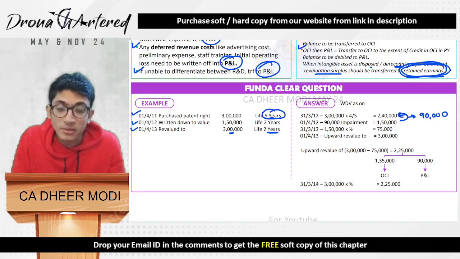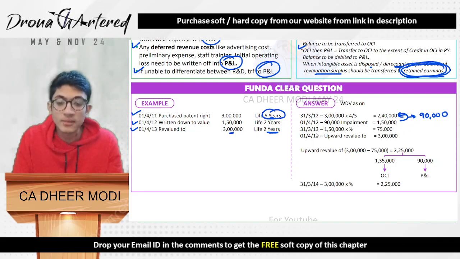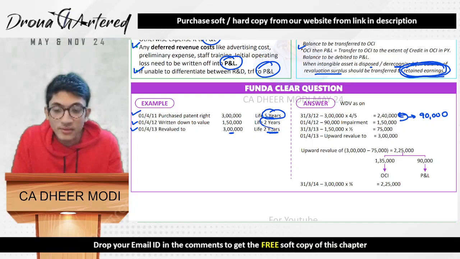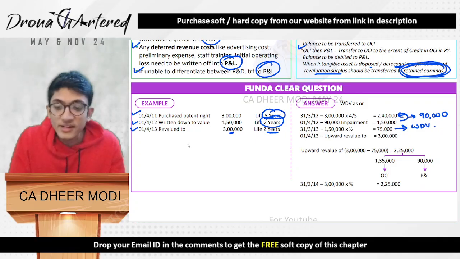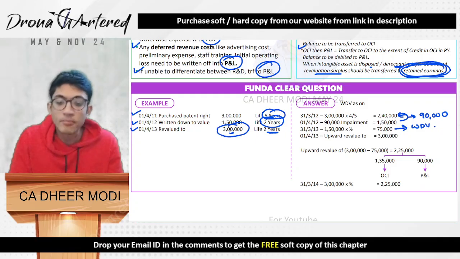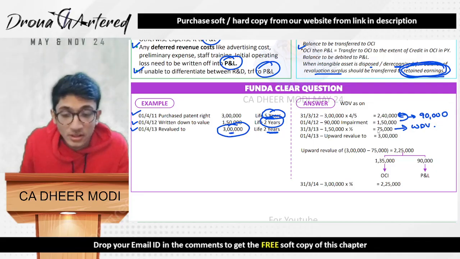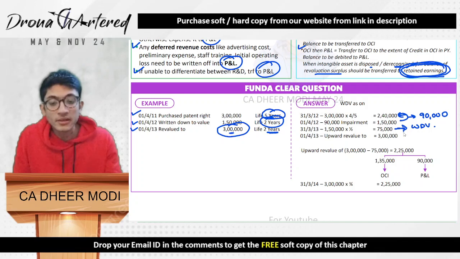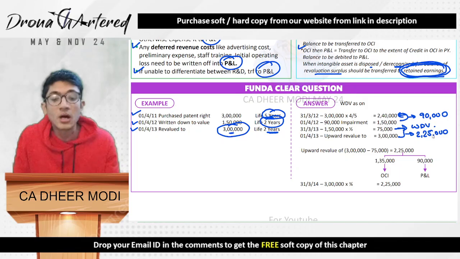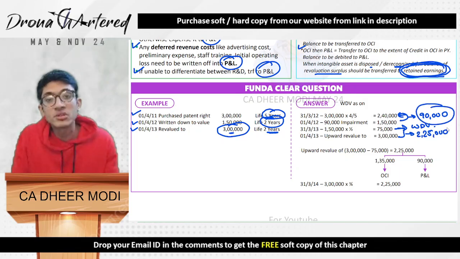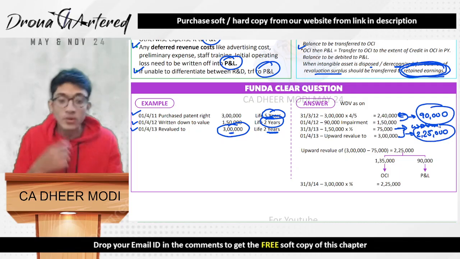Now what happens on 31st March 13? On 31st March 13, from 1 lakh 50,000, your life is now only 2 years, so depreciation will be 50% or half. So your WDV left will only be 75,000. On 1st April 13, it is back to 3 lakh. So from 75,000, the figure comes back to 3 lakh, basically a difference of 2 lakh 25,000. There is an upward revaluation. So first we did a downward revaluation by 90,000, then we did an upward revaluation by 2 lakh 25,000.